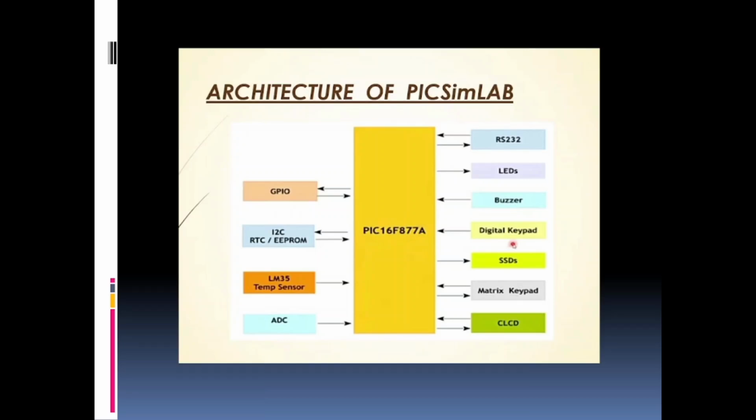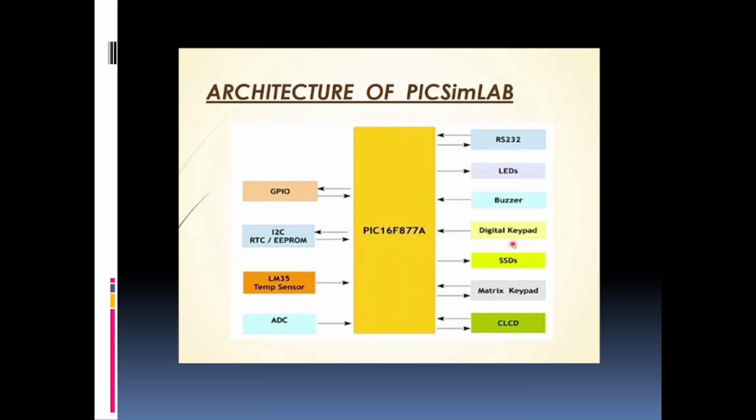LM35 temperature sensor, it is an analog sensor. It outputs voltage linearly proportional to the temperature. PIC reads this using its ADC. ADC converts analog inputs to digital values the PIC can understand. It is useful for sensors like potentiometers, light sensors.